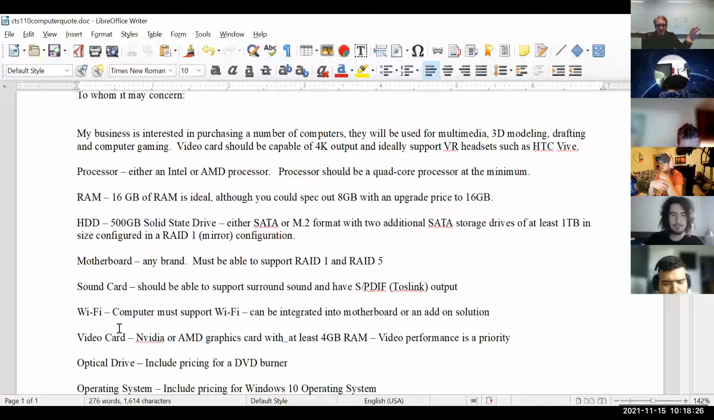Now, this is also assuming that we're buying a gaming chair. Yeah, you need the gaming chair that's got the speakers on it and the subwoofer and shakes and stuff.